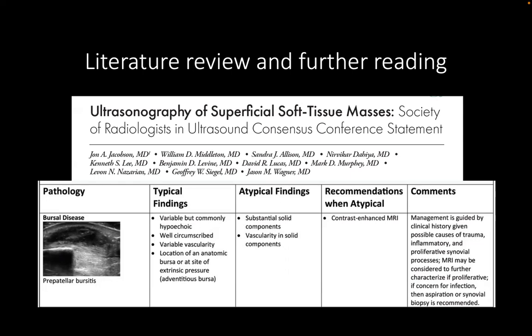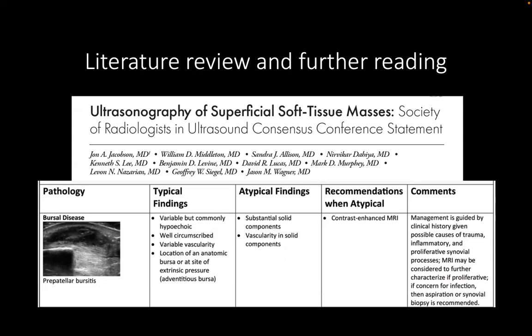So coming to our pathology, that is the bursal disease, the typical findings include usually a hypoechoic lesion, which is well circumscribed and showing variable vascularity. And the lesion is usually located at an anatomical site of bursa or at the site of extrinsic pressure, like adventitious bursitis that we see usually in our department along the lateral malleolus of the lower limb. The atypical findings for bursal disease include substantial solid components within the lesion and vascularity in those solid components.